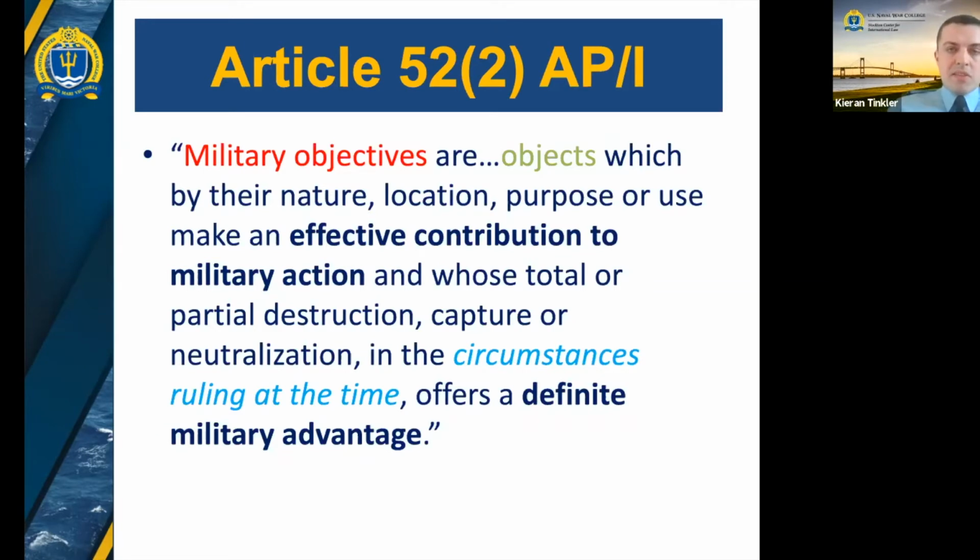So the key things to focus on, and we'll dig into this in a bit more detail later on, are those things in different colours or in bold. So it's generally recognised to be a two-part test. You have to think about whether there's an effective contribution to your enemy's military action. And then if so, if you can destroy it and it offers you a definite military advantage, then it's a military objective. So a definite military advantage to you, and it effectively contributes to your enemy's military action. That, in a nutshell, is the test.